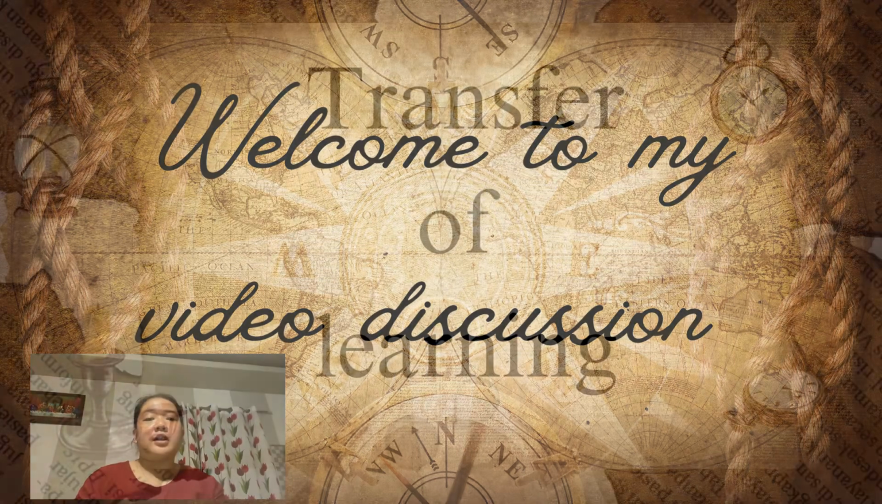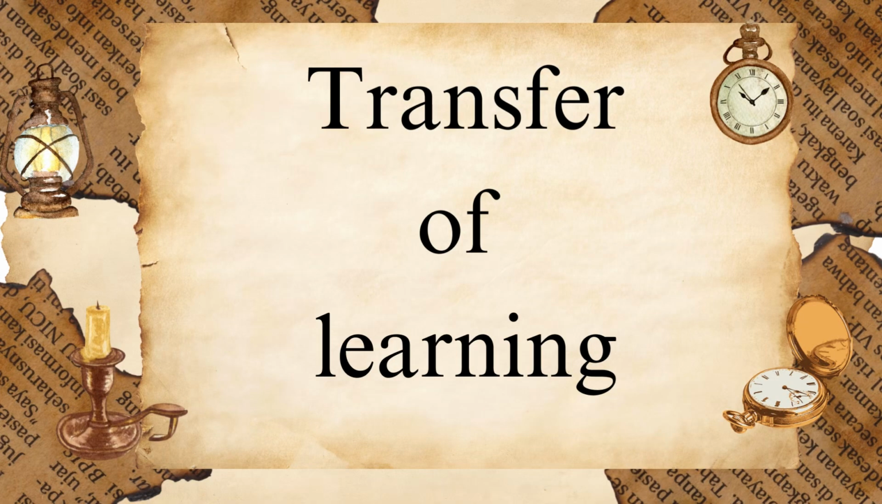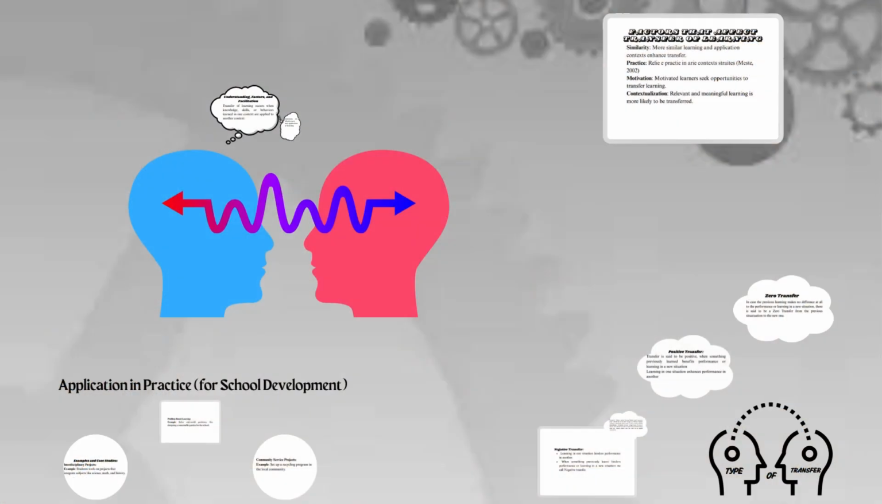So let's start. In this discussion, we're talking about one of the important things in learning, the transfer of learning. Basically, it is when we use what we've already learned in one situation and apply it in another. It's like connecting the dots between different subjects or real-life situations.